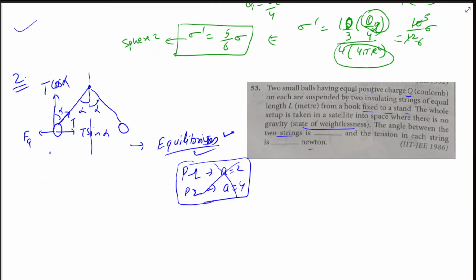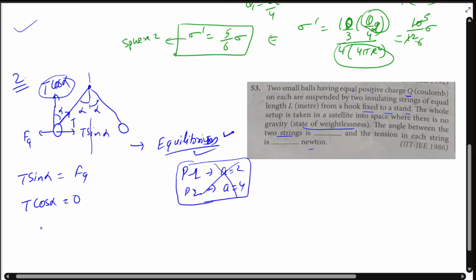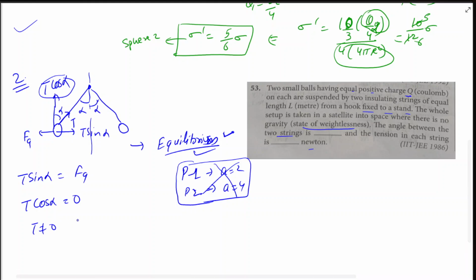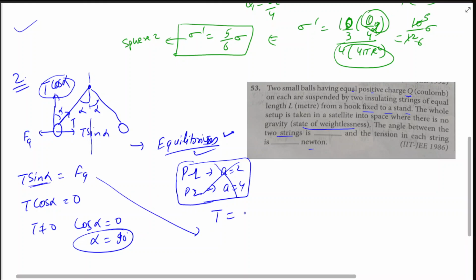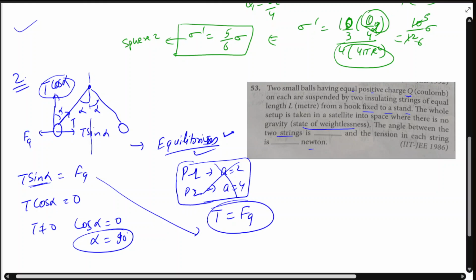Okay. Perfect. Now, T sine alpha must be equal to FQ. And look, T cos alpha, there is no force to balance it. So T cos alpha must be 0. We know tension cannot be 0. If tension is 0, then FQ is 0 and FQ is not 0. So tension cannot be 0. That means cos alpha must be 0, which is alpha equal to 90 degrees, right? So if it is 90, what will we get? We'll get T equal to FQ, right?